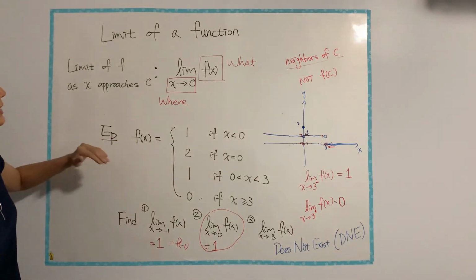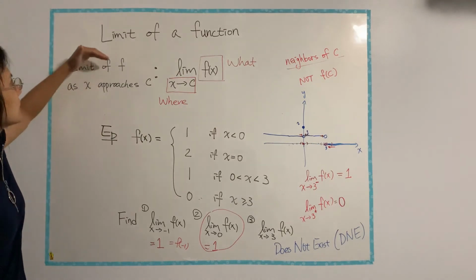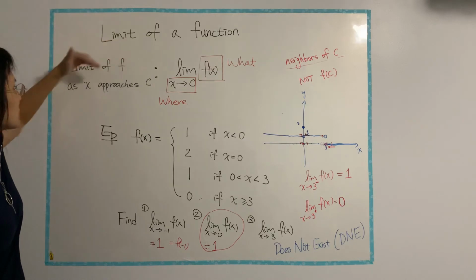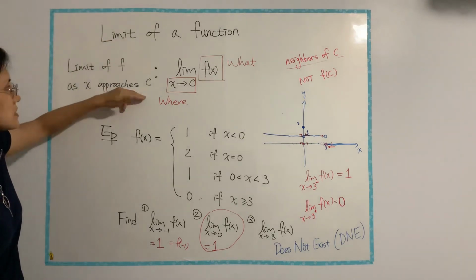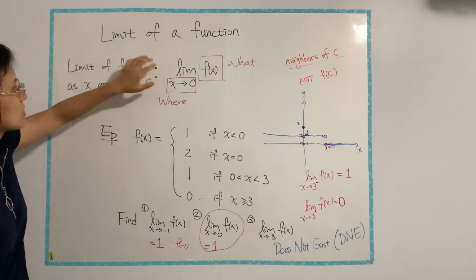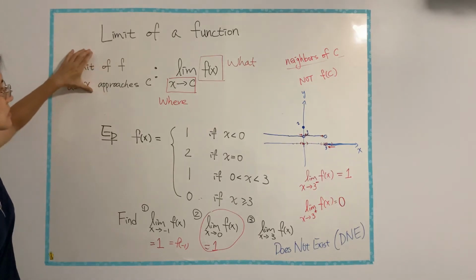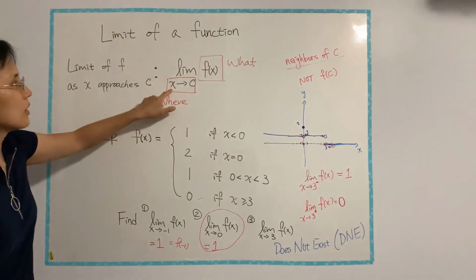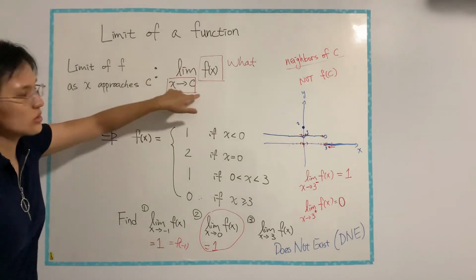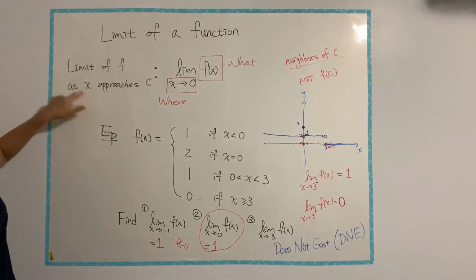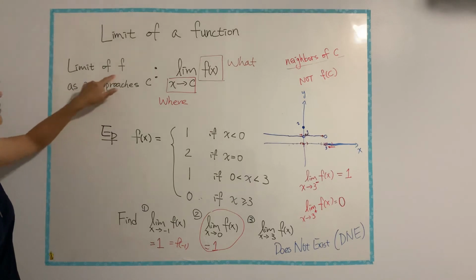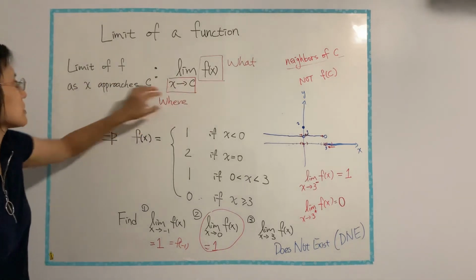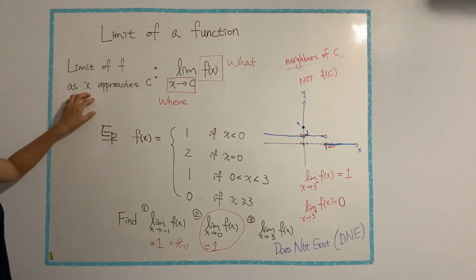So let's recap. When we talk about the limit of a function as x approaches c, we write it this way. When you see this sentence, you know we're talking about this notation. When you see this notation, you should know we are talking about the limit of f as x approaches c. Okay, so this is the notation, this is writing it out in English.